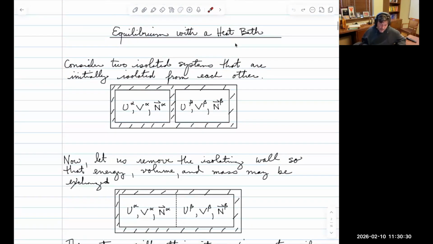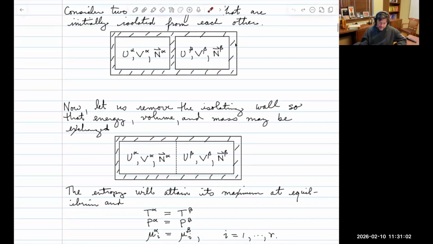So the context or the problem that I want to discuss now is where the free energy function is basically indispensable: talking about equilibrium whenever we're in contact with what's called a heat bath. So suppose we're considering the usual situation where we've got two isolated systems, and initially they're isolated from each other and from the rest of the universe. So the isolated systems are the alpha system and the beta system.